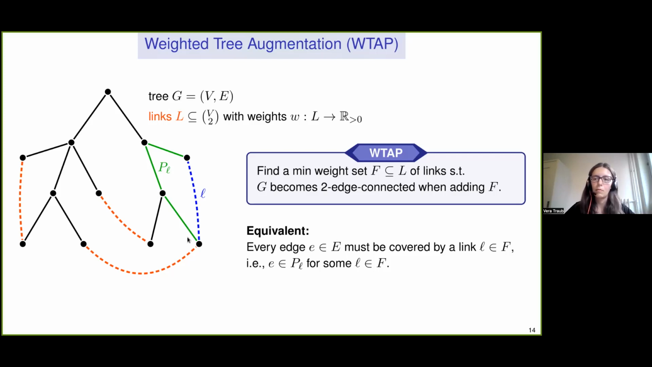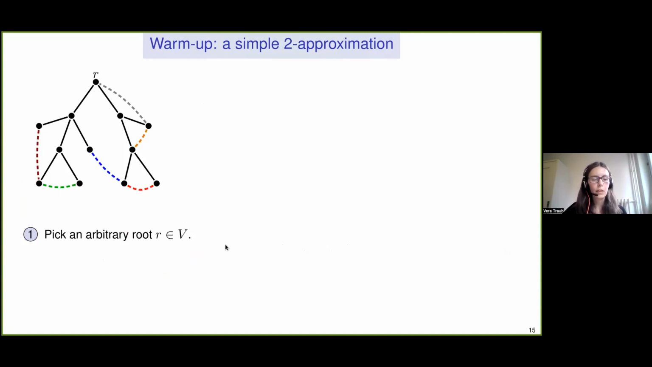And that's an equivalent formulation of weighted tree augmentation. And that's much more useful to look at the problem in this way when we want to design algorithms for it. Good. So that was, yeah, a basic observation. Now, how can we get a 2-approximation for WTAP?